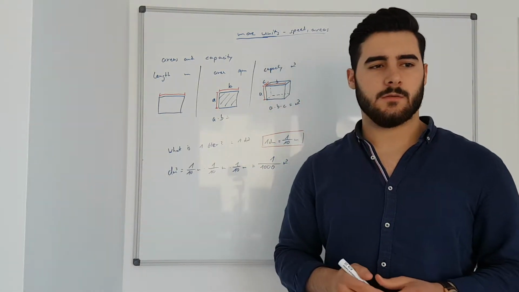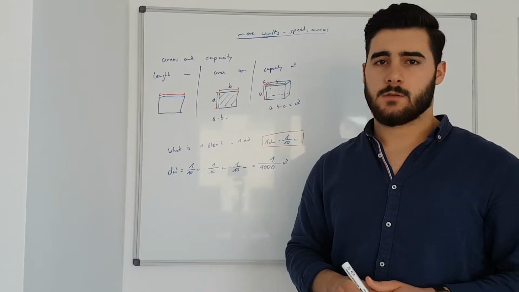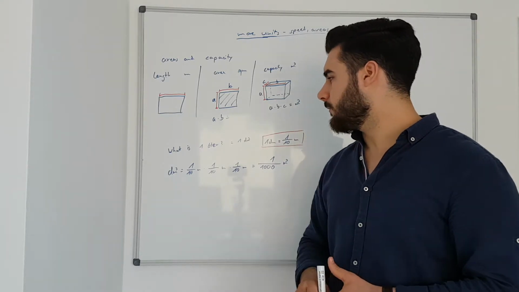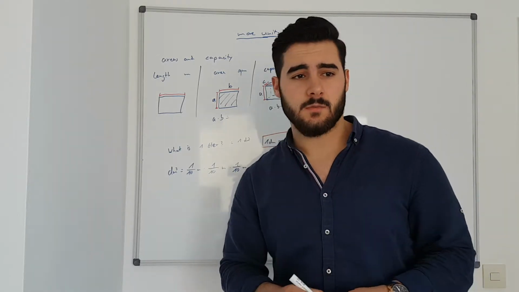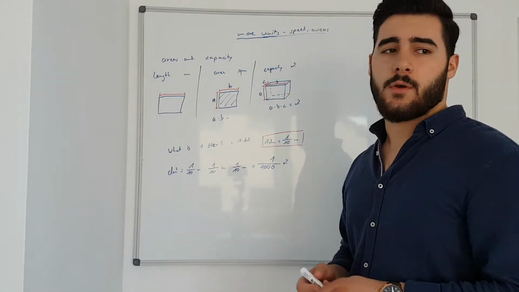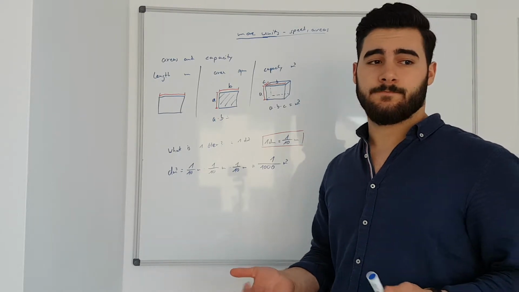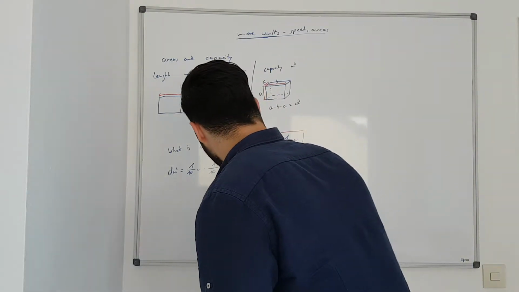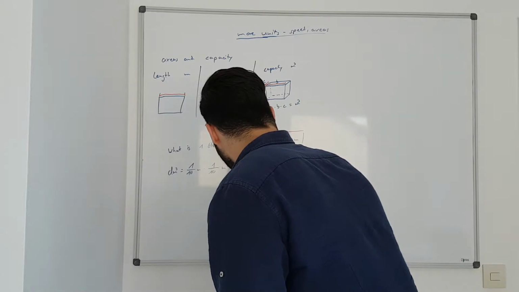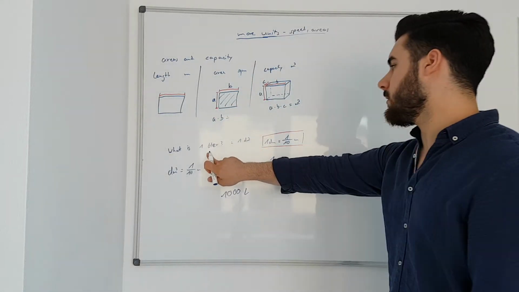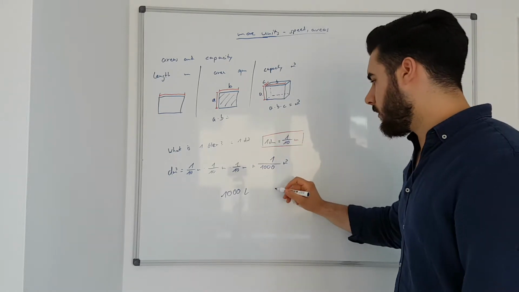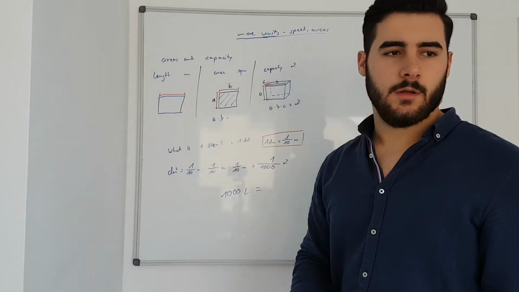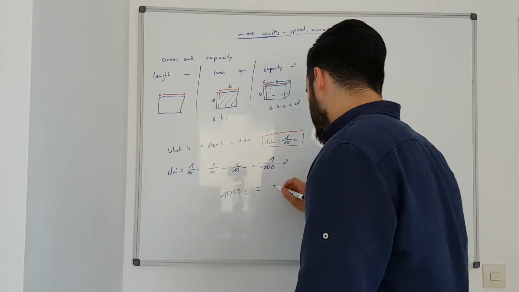If someone asks you, for example, what is 1 liter, you say, oh, I know that, it's 1 cubic decimeter. Or 1,000 liters, how much is that? So if 1 liter is 1 cubic decimeter, 1,000 liters is then 1 cubic meter.